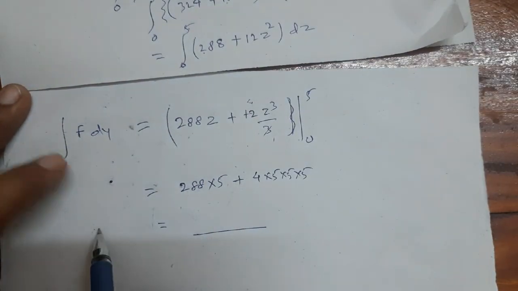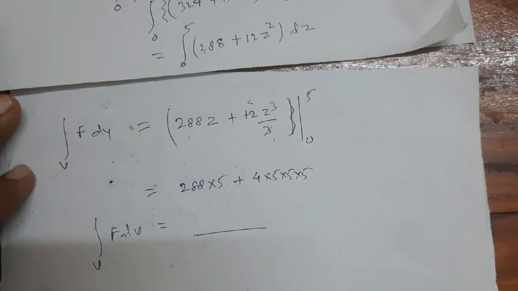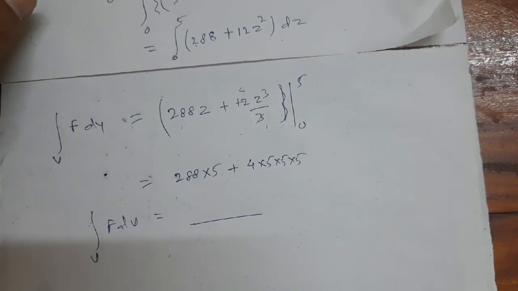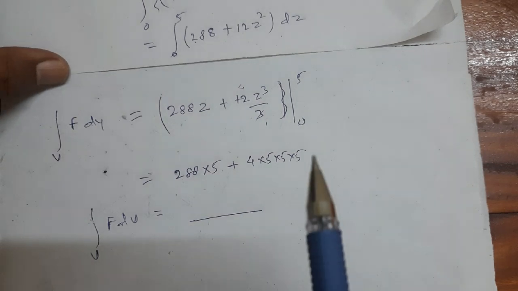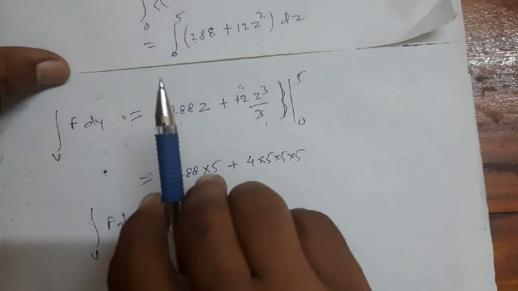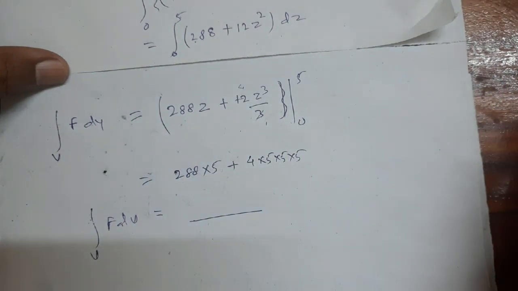Now this will be the volume integration of f dv. Now you observe that the calculation of volume integration is simple, but it is complicated. You will have to calculate patiently. And the same thing is there for the calculation of the surface integration and line integration too.